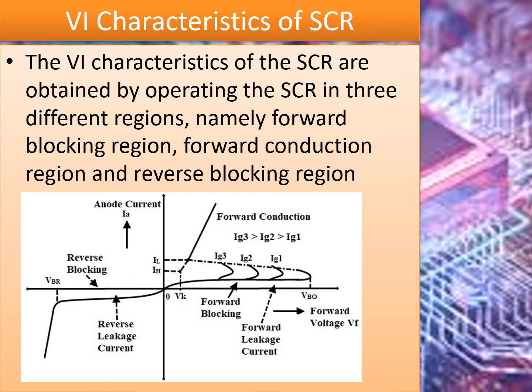I will discuss the VI characteristics for the SCR. The VI characteristics for the SCR are obtained by operating the SCR in three different regions, named forward blocking region, forward conduction region, and reverse blocking region. Below is a diagram showing the VI characteristics for the SCR.